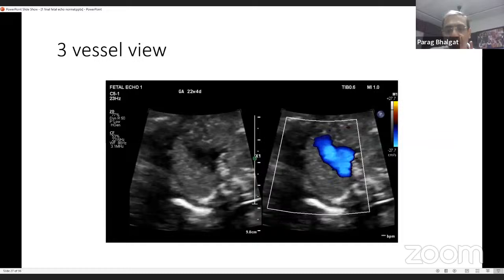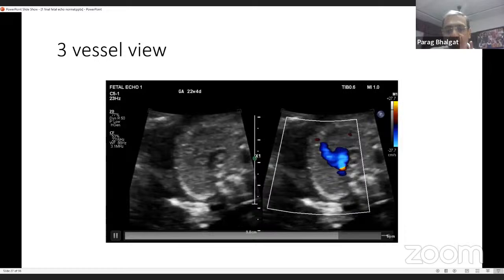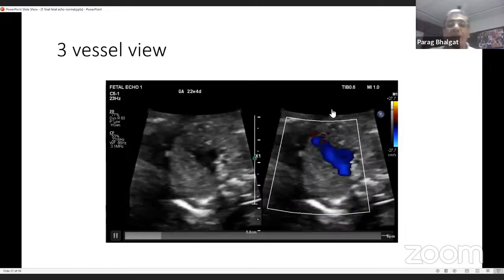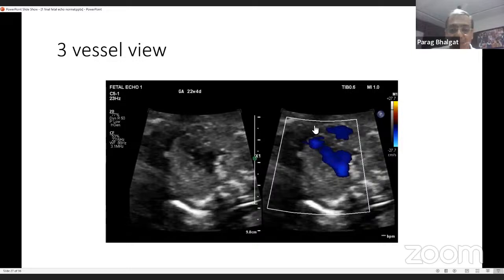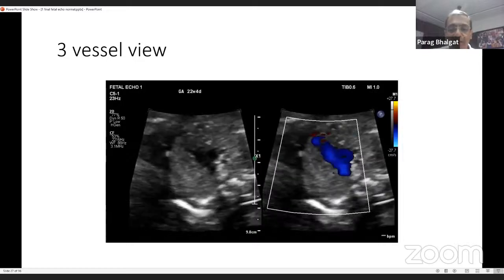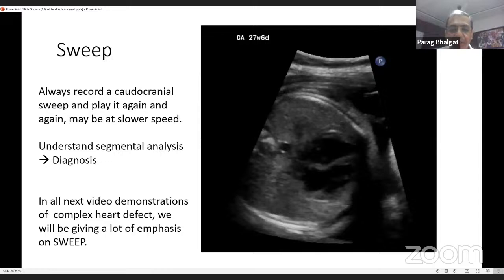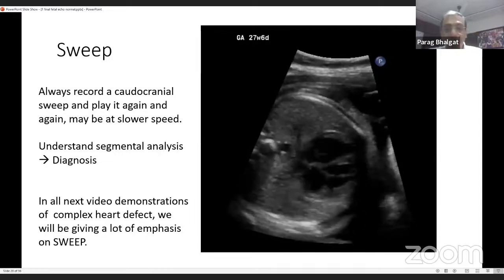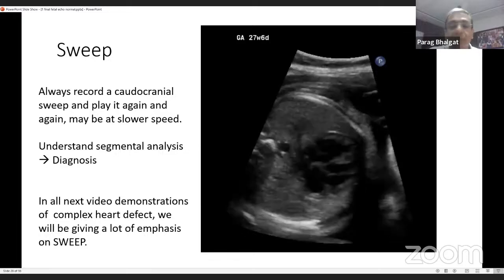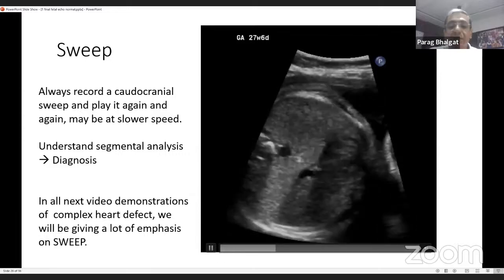Now taking the sweep. Sweep is an important thing. First there is a stomach bubble, then comes the four chamber view, then comes LVOT, RVOT, three chamber view. So we are seeing LA-LV aorta connection, RA-RV MPA connection. The stomach and the cardiac apex are on the same side. Okay, so this will give us the segmental anatomy.